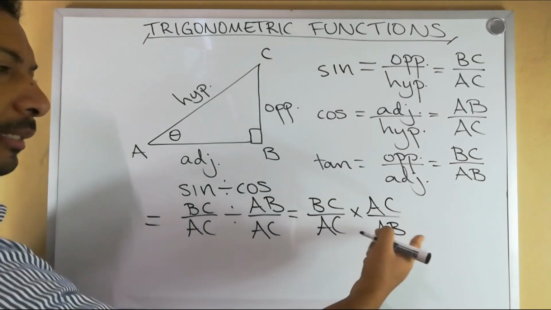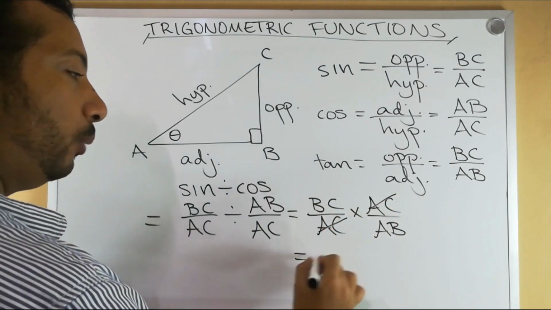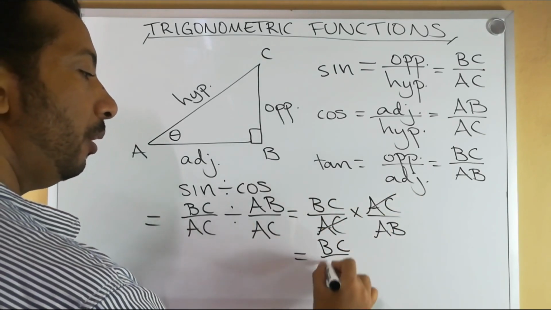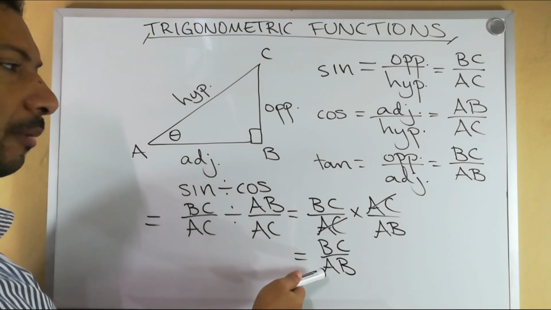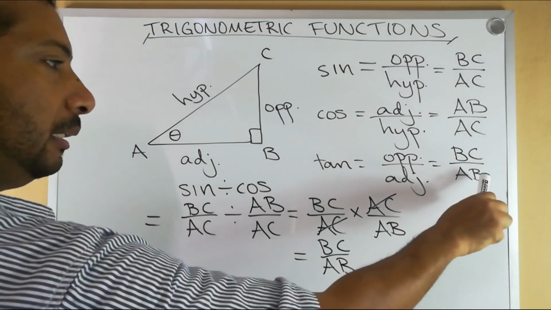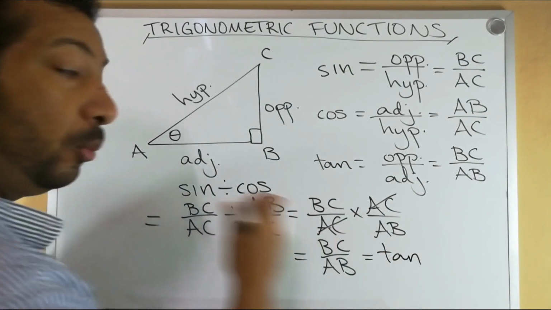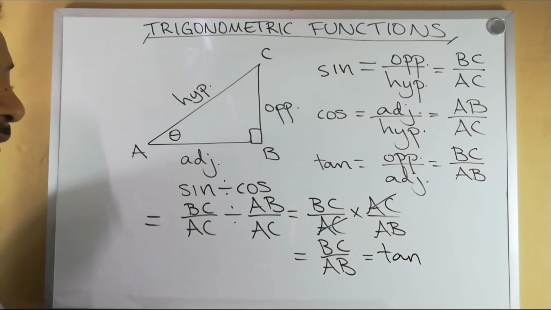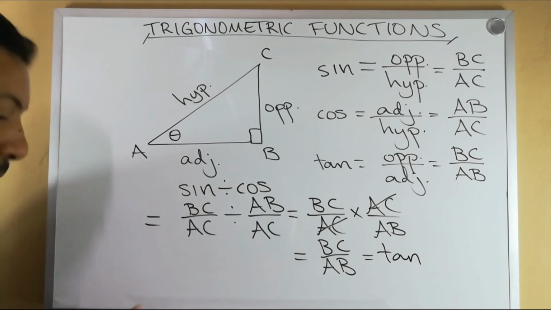When I multiply these two, I notice that both of them have AC, which can cancel, and I'm left with BC over AB. But what is the expression BC over AB? If I look closely, I see that that is the tangent function. So here we have our very first trig identity. The tangent function is equal to the sine divided by the cosine.